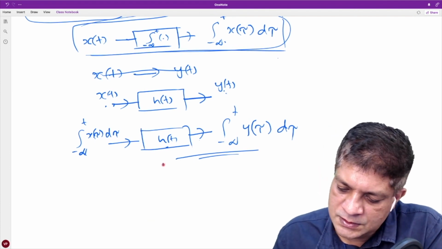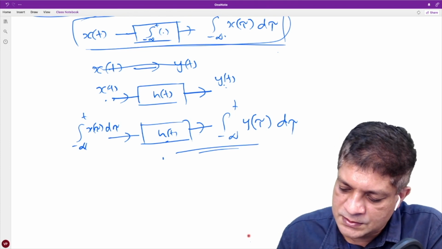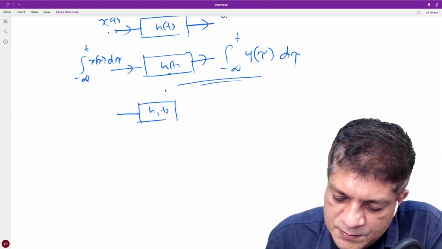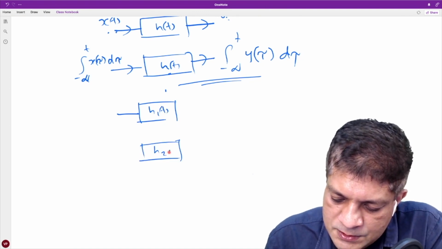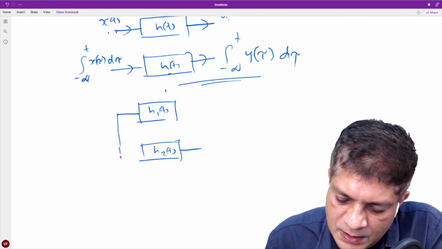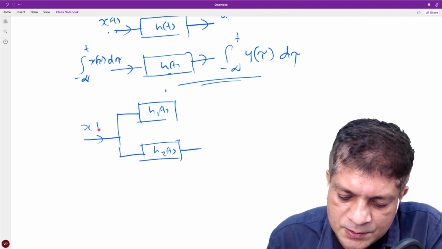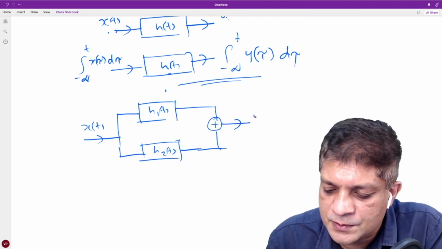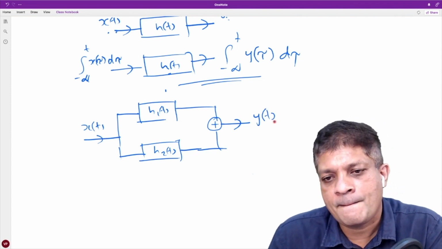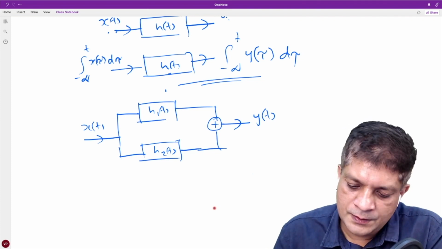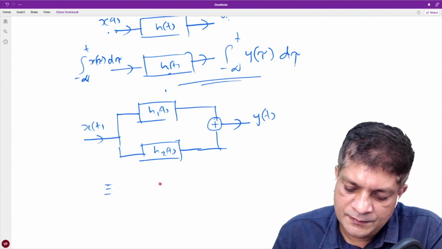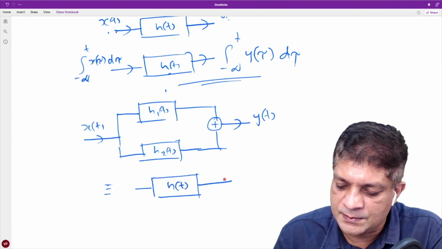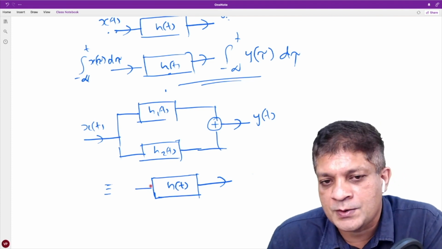Okay, now let us discuss parallel connection. We have seen cascade connection. What is parallel connection of two systems h1(t) and h2(t)? Parallel means we are giving the same input to both the systems and then summing the outputs. Now, can we replace this with a linear time invariant system having impulse response h(t)? These two are equivalent.